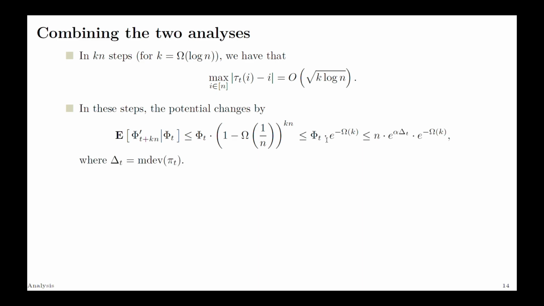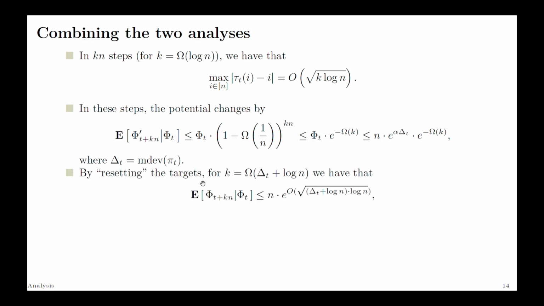And by using this rough bound on the initial value of the potential based on the initial maximum deviation, if we pick a large enough k, we can ensure that this value becomes essentially very small, which means that the potential becomes zero. So if we reset the targets, then the only term that contributes is this square root k times log n. And this means that the maximum deviation is of the order of square root k times log n.